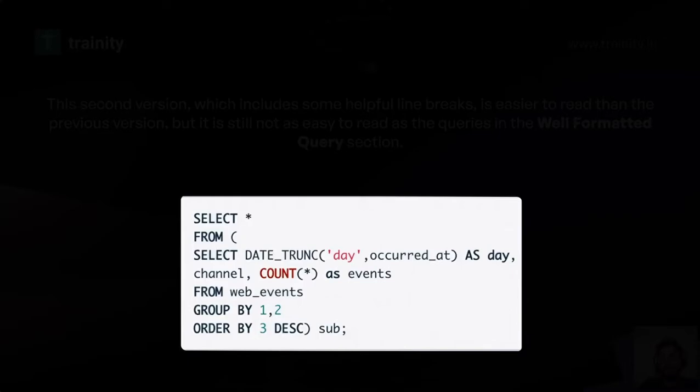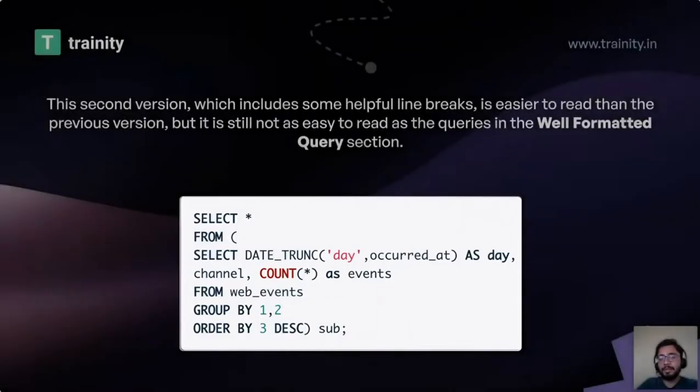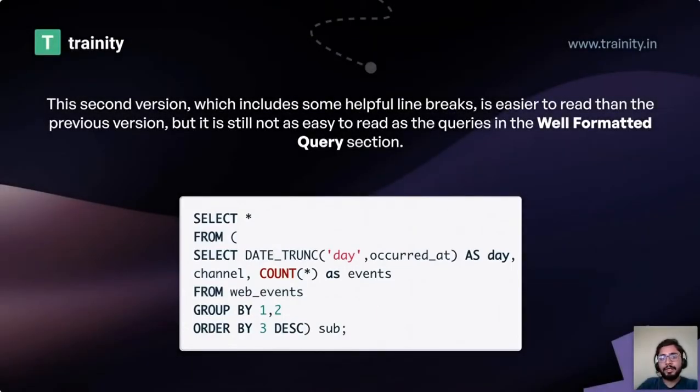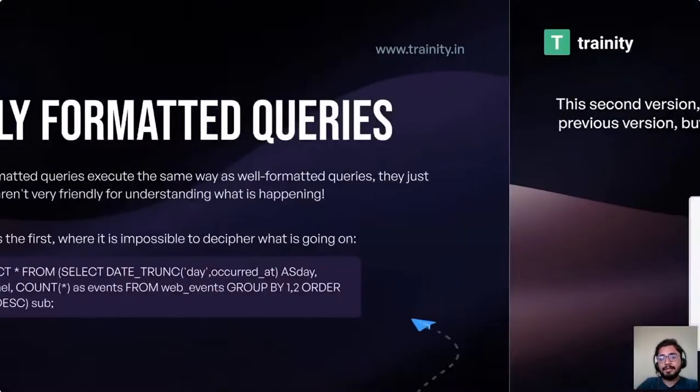Then you are selecting the channel, and also you are selecting the number of rows here as events. And this you are doing from a table called web events after doing a group by and an order by. So here you are clearly able to identify what the inner query is, which table it is referring to, what columns you are selecting from the inner query, and how you are creating this inner query. And in the outer query, you are just simply selecting all the columns from the inner query. But it's much easier to read this as compared to reading this.